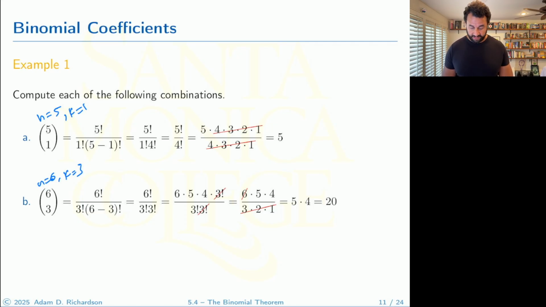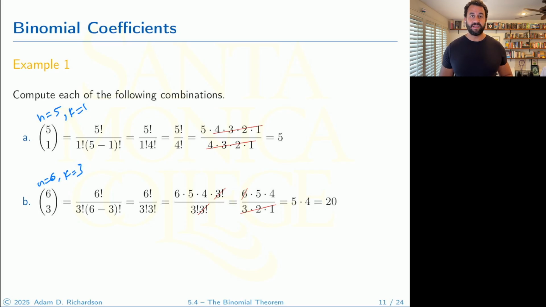Now I'm going to expand the other 3 factorial as 3 times 2 times 1, and there's a bunch more cancellations that occur. 6 is equal to 3 times 2 times 1, so I can cancel those, and then what I'm left with is 5 times 4, which is just 20.